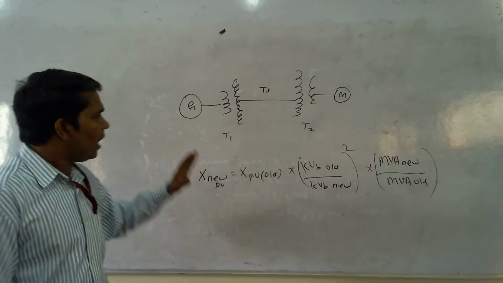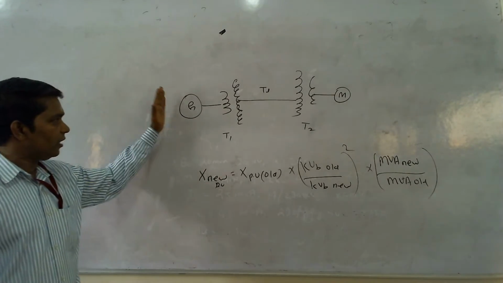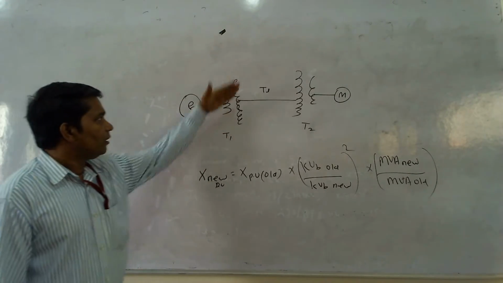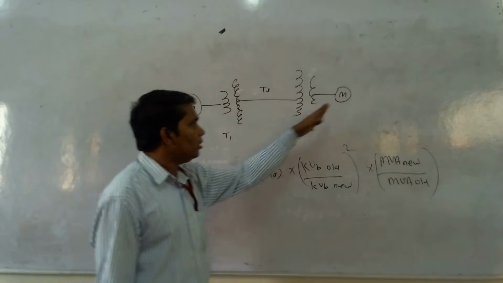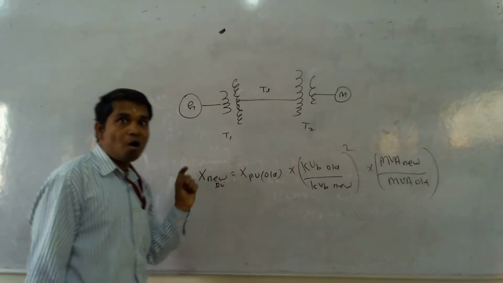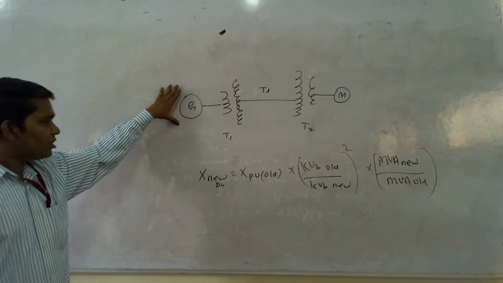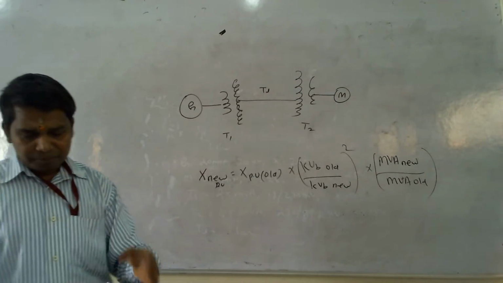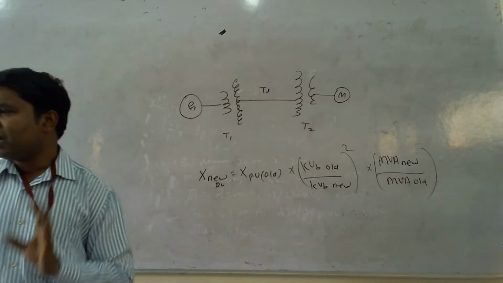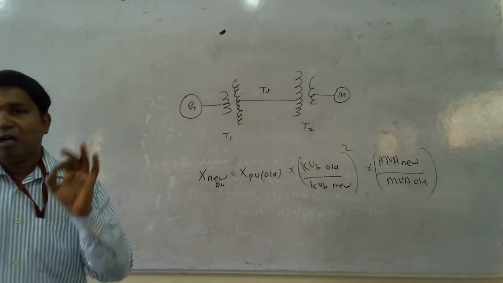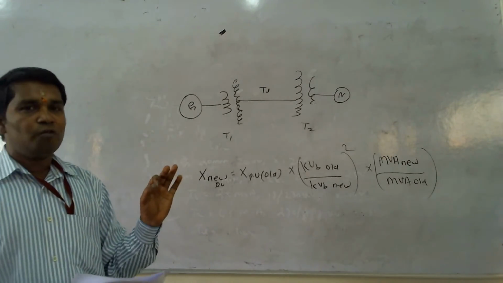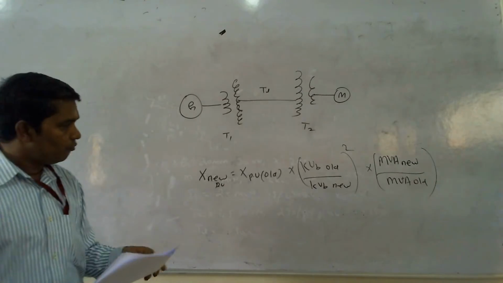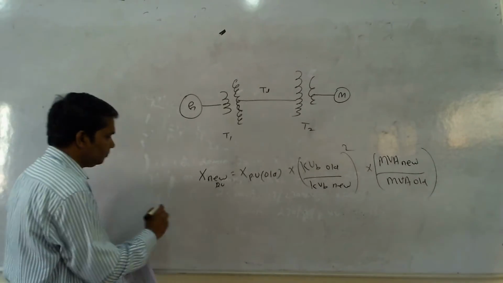Now we have the five components: generator, transformer 1, transmission line, transformer 2 and motor. We have to calculate the new values for each and every component. First of all, as far as this numerical is concerned, we need to note down the old values and then the new values. So first we calculate for the generator.